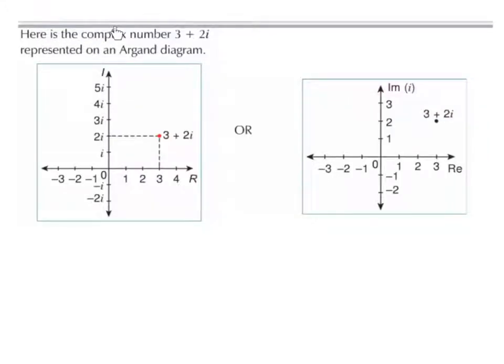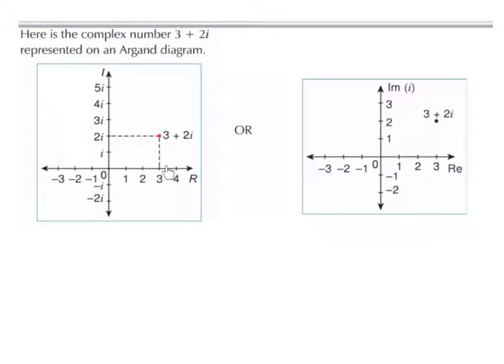Here is the complex number 3 plus 2i represented on an Argand diagram. So 3 has no i stuck onto it, so that must be the real part. So we go across our real axis to 3. And the 2 has an i stuck onto it, so that's the imaginary part. So we go up our imaginary axis to 2. So 3 on the real axis, 2 on the imaginary axis, and we plot our point. So this point right here is the complex number 3 plus 2i.